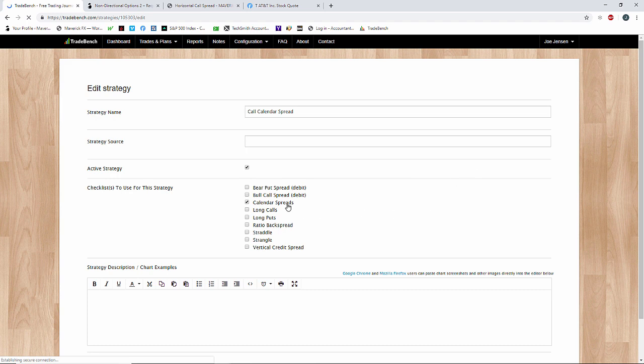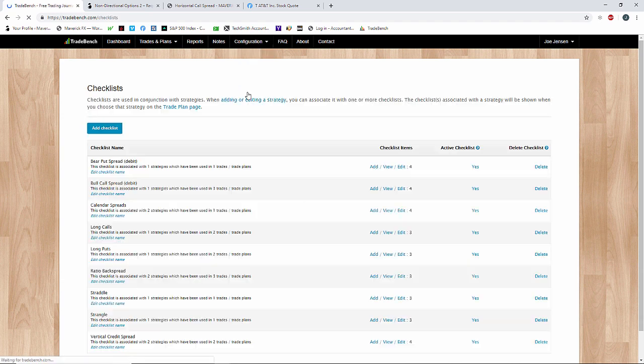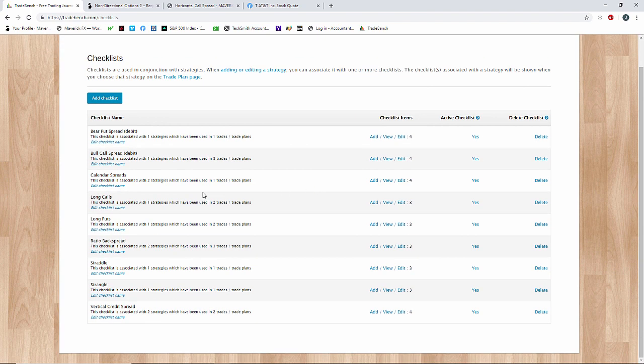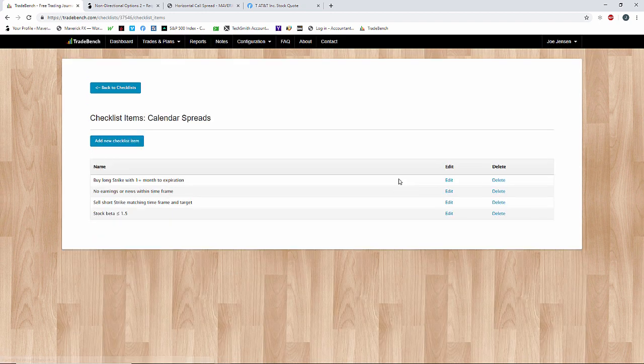Now what's really cool, I'm going to show you this list. Let me go over to checklists. By now you guys should know how to build these and add them to specific strategies. So I noticed I just have one checklist that says calendar spreads, and let's go ahead and hit edit on this so you can see it. Buy one long strike plus 1 month at expiration, no earnings or news within the time frame, still a short strike price matching the time frame and target, and the stock beta a little bit less than 1.5.